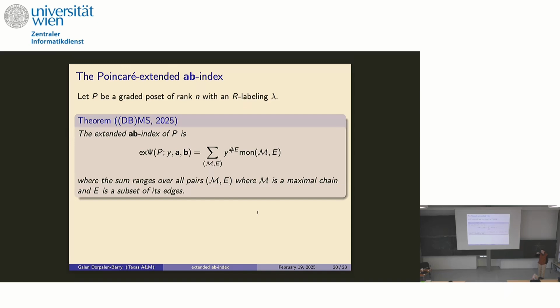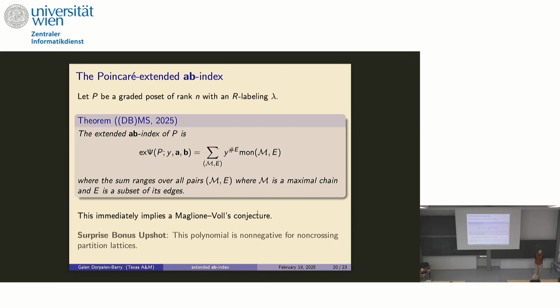The idea is that you look at maximal chains in your poset and you shade some of the edges, and these shadings then correspond to turning the labeling from a positive number to a negative number. This updates what your descent set should be. And if you sum over all of these, you get a cancellation-free formula for these extended ab-indexes. But you really need to know information about this R labeling for this whole machinery.